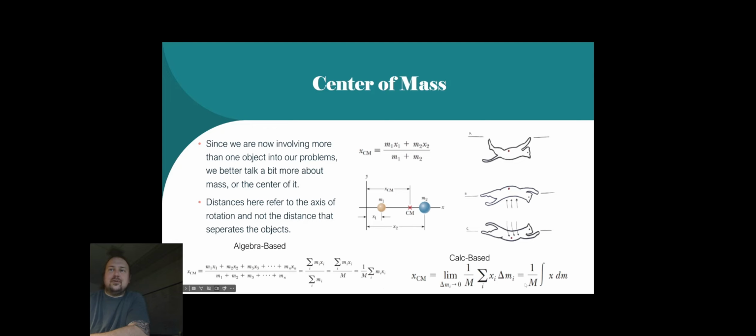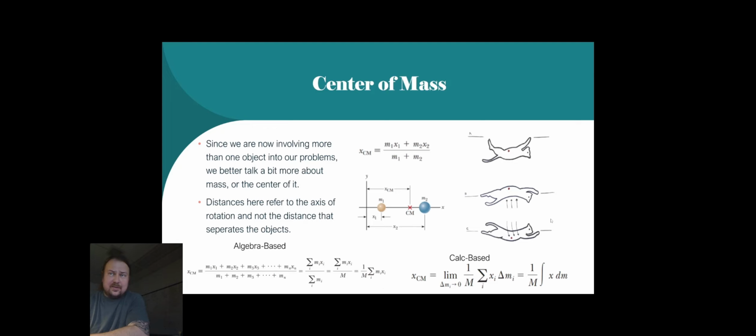And what happens when you do that? Well, you get an integral. So now you're integrating. 1 over the total mass stays outside, but you're going to integrate x as a function of mass, with respect to mass. I can go over these a little bit more in the calculus-based version of the class. For algebra-based, just stick with what you already know.